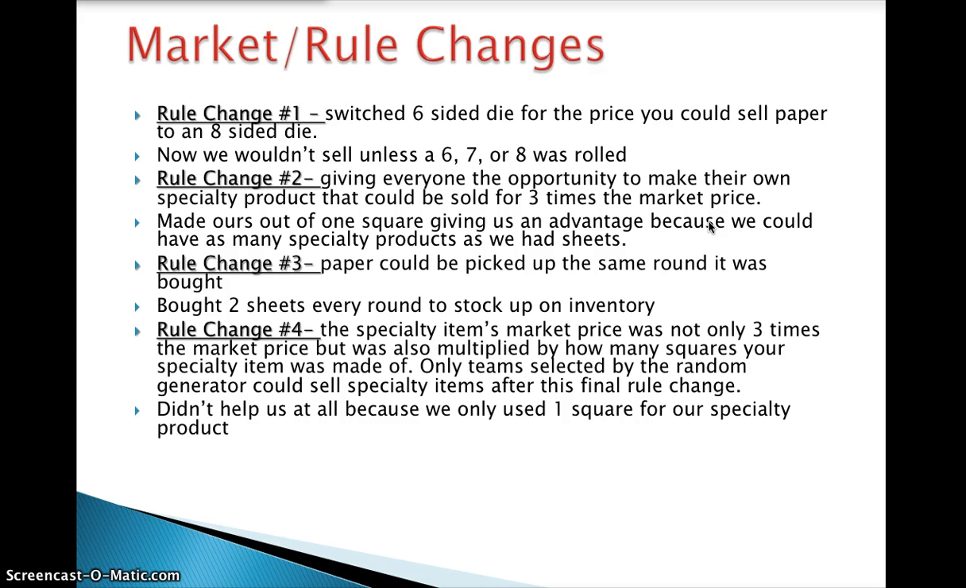Rule change number 4 was based on the specialty product, not only 3 times the market price, but also multiplied by how many squares your item was made of. This rule did not help because we only used 1 square.